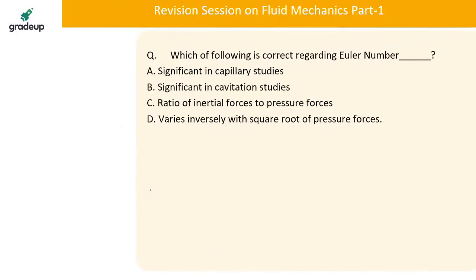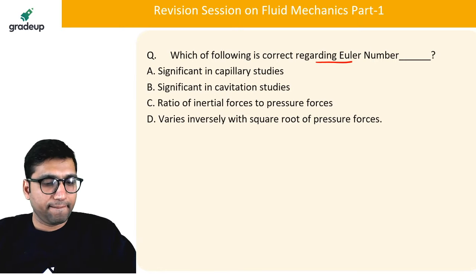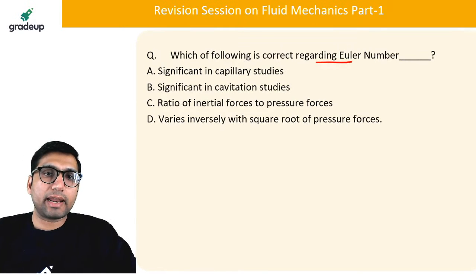Okay, last question. Which of the following is correct regarding Euler number? Come on, tell me the answer quickly. Options: it is significant in the capillary study, significant in the cavitation study, ratio of the inertia force to pressure force, or varies inversely with the square root of pressure force. Tell me. Euler number.